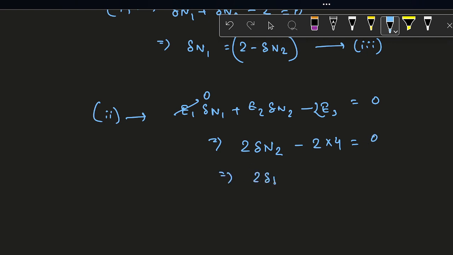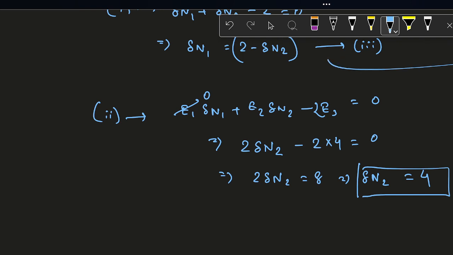So what you got is 2 delta N2 equal to 8. So delta N2 equal to 4. Yeah, I think that is right. So this was simple, and if that is known already, then from equation 3 you know how to calculate delta N1. This is simply 2 minus 4, that is minus 2.